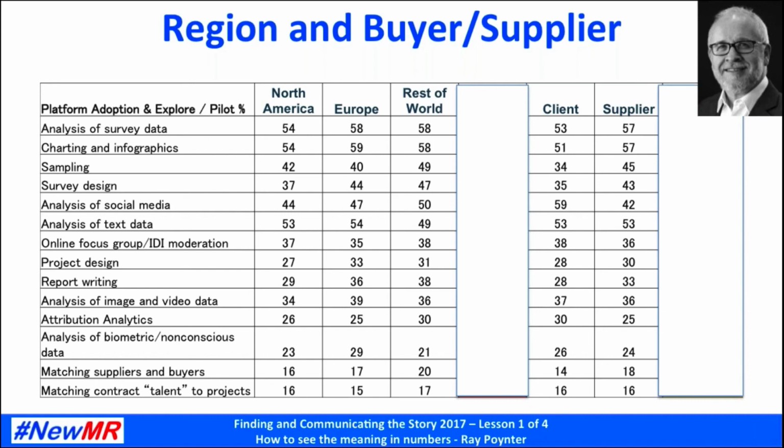Now, normally, when you come to read the GRIT report, there is an assumption that there will be a difference between North America, Europe, and the rest of the world. And there is an assumption that there will be a difference between clients and suppliers. And this is frequently true. So the first thing that I did when I got past the big story and I started to look for the relevant detail was to have a look at these standard tabs.